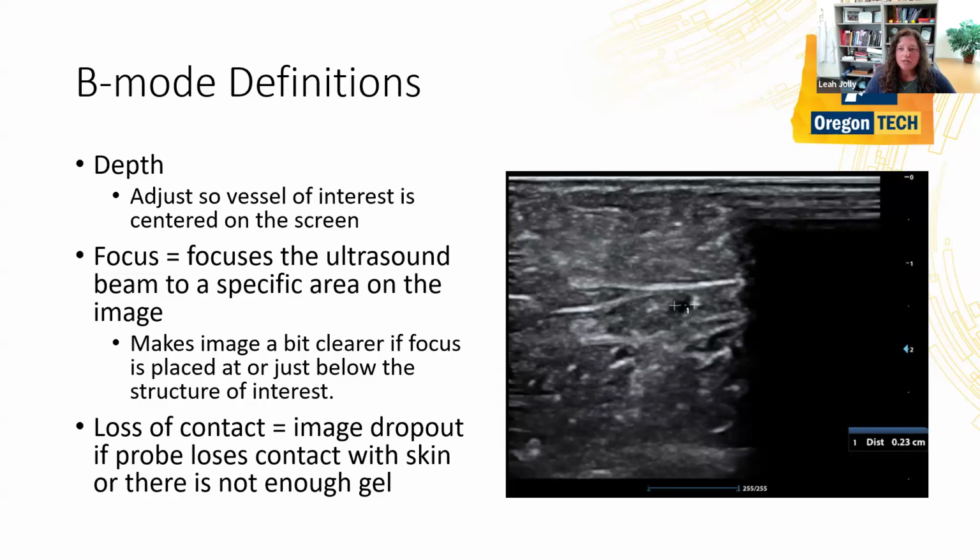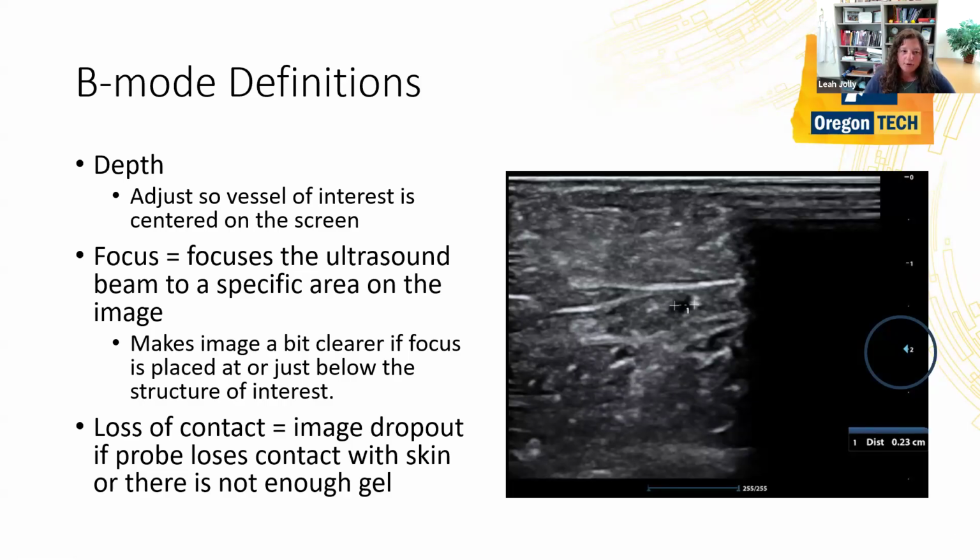Focus is another thing we can adjust, although focus seems to be going away on a lot of the newer machines, but some of the older machines still have it. So this little circle right here is showing this arrow, and that's where the focus is located. So this is focusing the ultrasound beam to a specific area on the image. What we want to do is line this up either directly with the vessel of interest or just below it. And that typically is going to make the vessel appear clearer on the image.